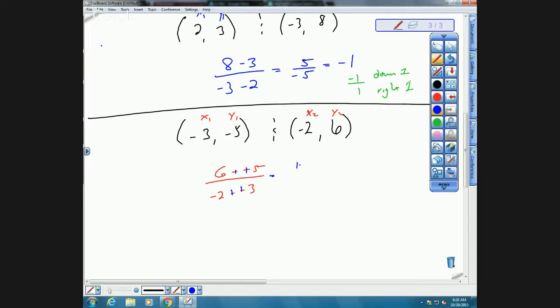So 6 plus 5 is 11. Negative 2 plus 3 is 1 again, right? So what does this mean? This one means I'm going up 11 because it's positive, and then to the right 1.